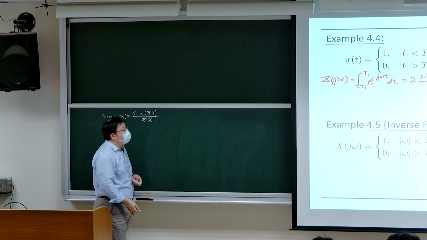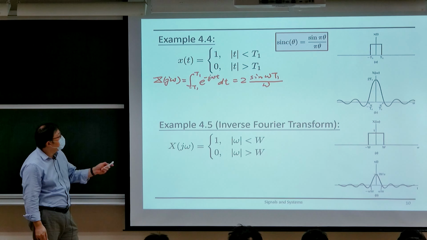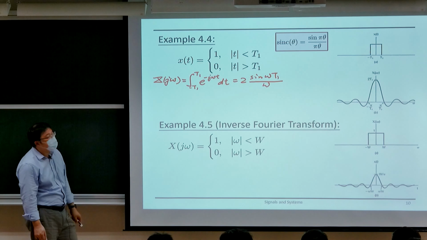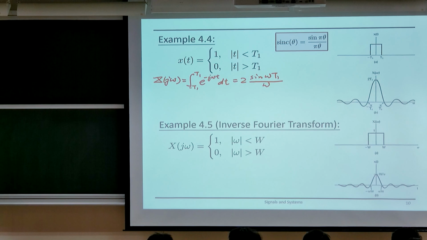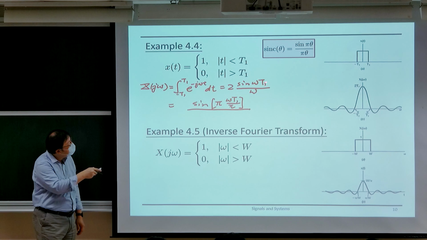Suppose I want to write this in the form of a sinc function. Then I would need to have a pi both in the numerator and the denominator, and I want a common argument both inside the sine and in the denominator. This only requires some additional rescaling. I can do that by multiplying by pi and then dividing it back so that nothing changes. So inside here, omega t1, I multiply pi and divide it back so that nothing changes.